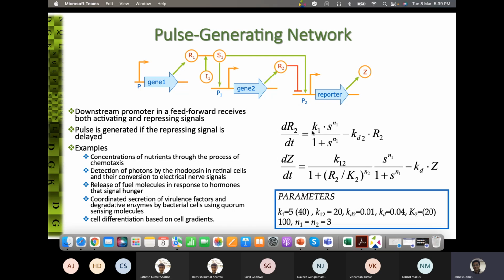Now you see, R2 depends upon this S, and also there is a certain rate of removal of this R2. And Z is dependent upon R2 as well as S1. So R2 is actually going to be repressing, whereas S1 is going to be activating. So there are two of them combined together, and this is the reason why you see a pulse in Z, although there is a small decay which takes place. So if I were to use these parameters, then I could actually get a pulse signal.